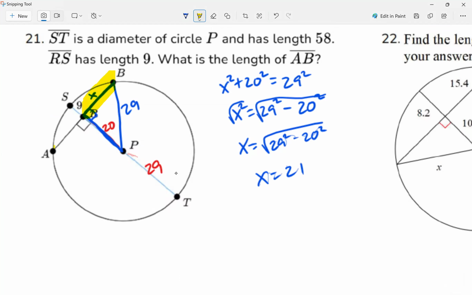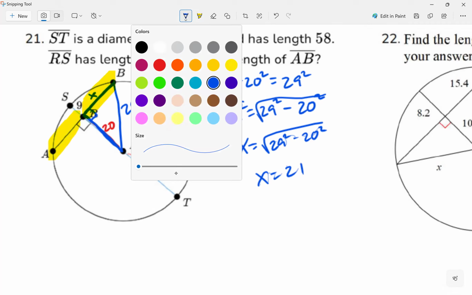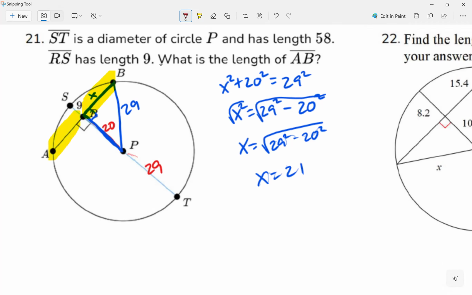So this yellow side is 21. This other part right here, I'm also going to say is 21. How big is the whole chord? Well, 21 plus 21, right? This is 21. This is 21. So the whole thing will be 21 plus 21, better known as 42. So we sometimes do have to use the Pythagorean theorem. We learned it one time for a reason.